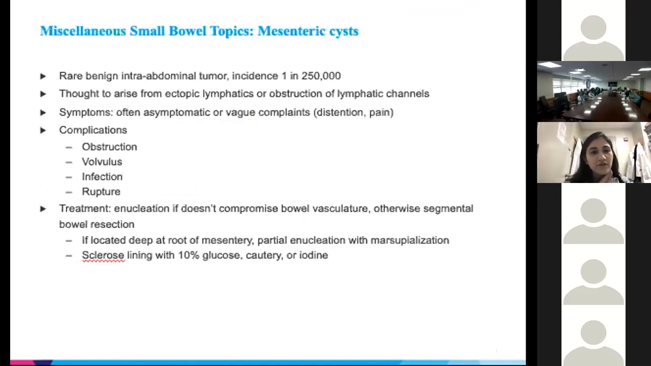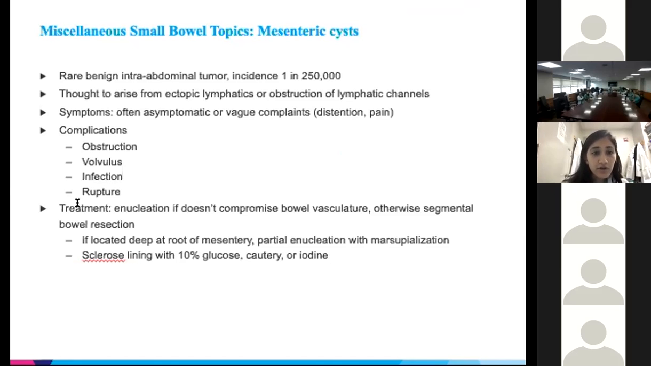So now we'll cover a couple miscellaneous small bowel topics that sometimes come up on the ABSITE. Mesenteric cysts are rare, benign intra-abdominal tumors. The incidence is about 1 in every 250,000. They're thought to arise from ectopic lymphatics or obstruction of lymphatic channels. Most of these patients are asymptomatic, or they have vague complaints of abdominal distension or pain. Oftentimes, these are seen incidentally on imaging.